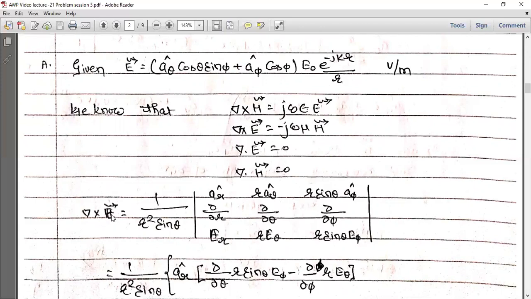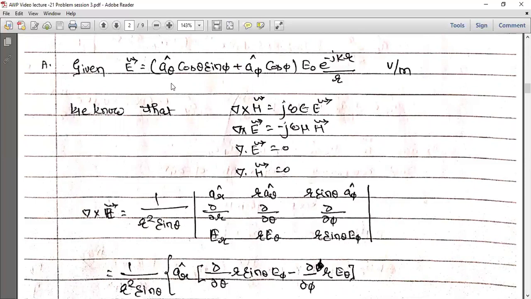So del cross the electric field phasor. Since the electric field phasor is given in the spherical coordinate system, and the expression for curl in spherical coordinates is a little different from that for the rectangular coordinate system, the curl of any vector field is given by 1 upon r squared sine theta times the determinant of this expression, with a_r, r a_theta and r sine theta a_phi. E_r is the radial component of the electric field intensity phasor, E theta is the theta component, and E phi is the phi component.